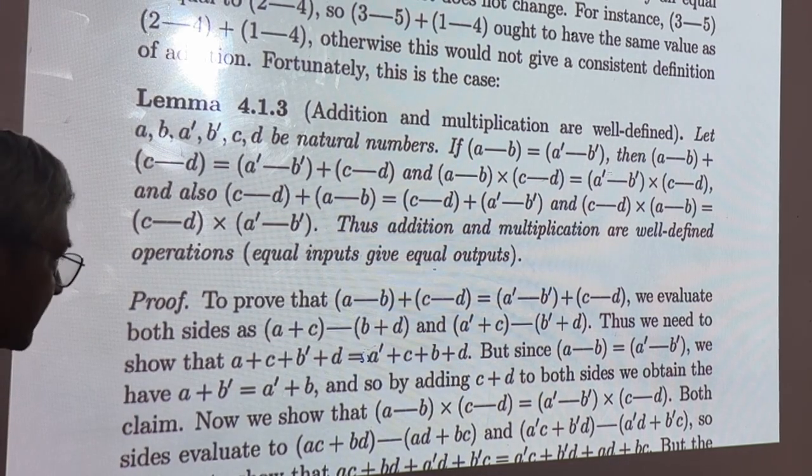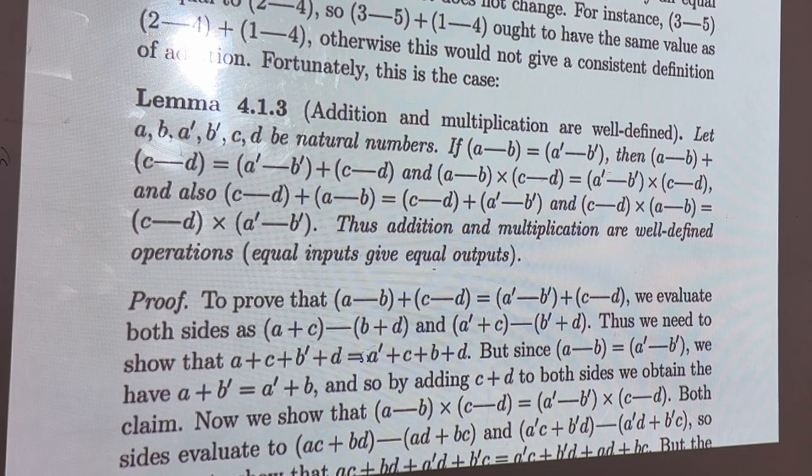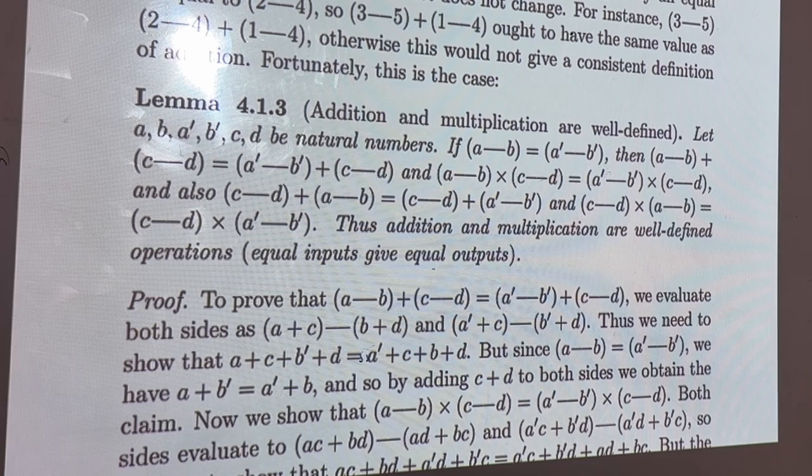But since a—b is equal to a'—b', I keep saying minus, which is not correct, we have a plus b' is equal to a' plus b. And so by adding c plus d to both sides, we obtain the claim. If you try to do it, you get it. That's all. Now we show that a—b times c—d.